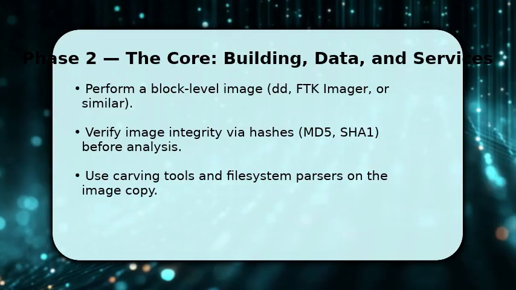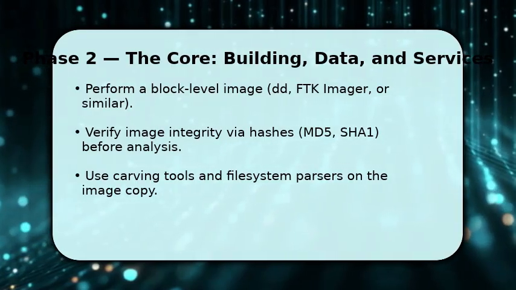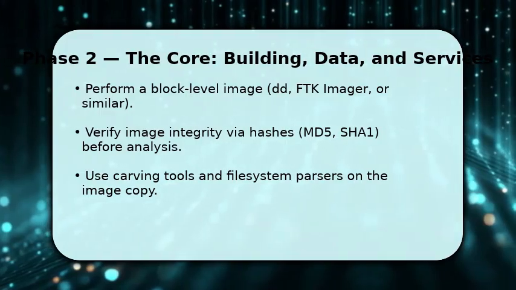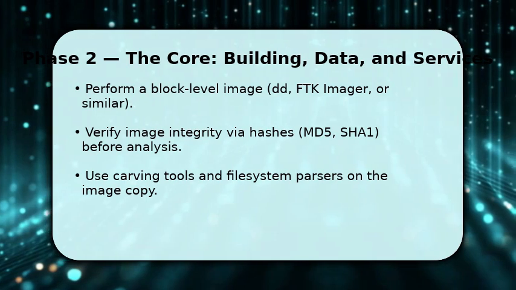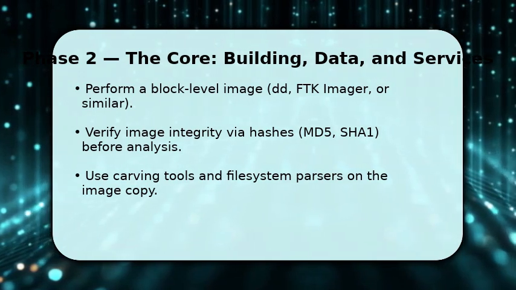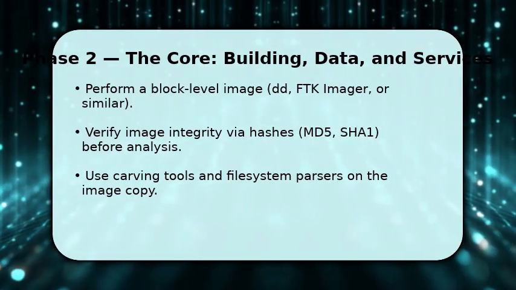Next, mount the image read-only and run file carving tools and file system parsers. These recover fragmented or orphaned files that the reset removed from directory structures. You do this to reconstruct files from raw sectors and to distinguish intact files versus corrupted fragments.